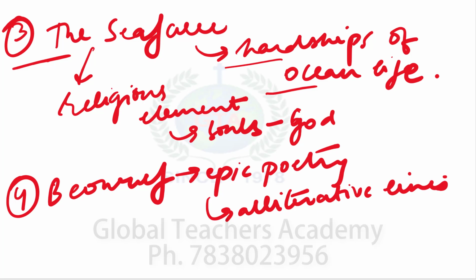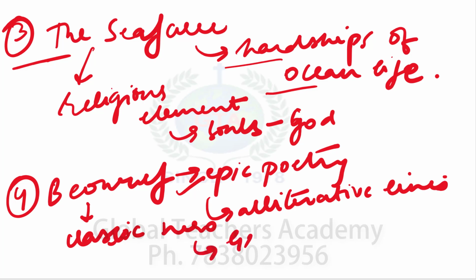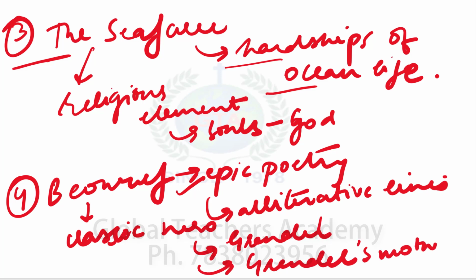Now in Beowulf there are two devils. Beowulf is a classic hero, and so this is epic poetry. It's epic in scale, it's epic in form, it's epic in content. So Beowulf is a classic hero who kills two devils. There's Grendel, and the second monster is Grendel's mother. Both these monsters are killed in the text. So these are some of your important texts that are associated with the Anglo-Saxon period.